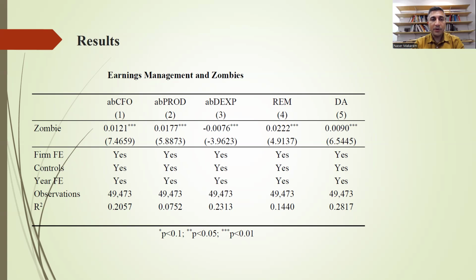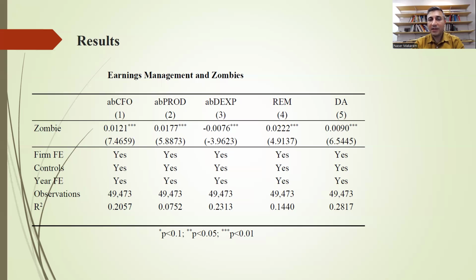You see the coefficient is positive and significant for abnormal cash flow from operations. It is also positive and significant for abnormal production costs. Also negative and significant for discretionary expenses. All of these show income increasing real activities manipulation by zombie firms.